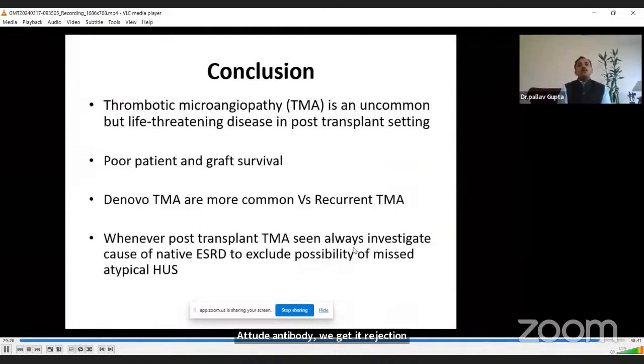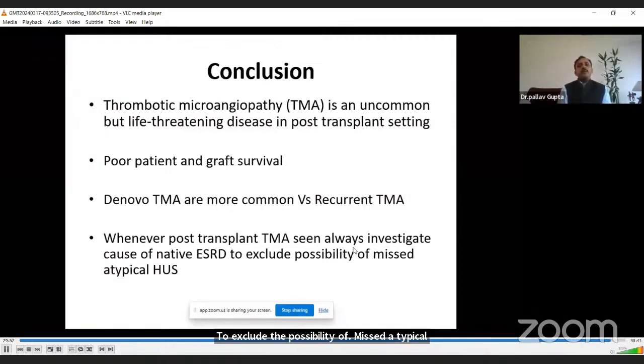Now to conclude, thrombotic microangiopathy is an uncommon but life-threatening disease in the post-transplant setting, which has poor patient and graft survival. De novo TMAs are much more common as compared to recurrent thrombotic microangiopathies. Whenever post-transplant thrombotic microangiopathy is seen, we should always investigate the cause of native ESRD to exclude the possibility of missed atypical hemolytic uremic syndrome.